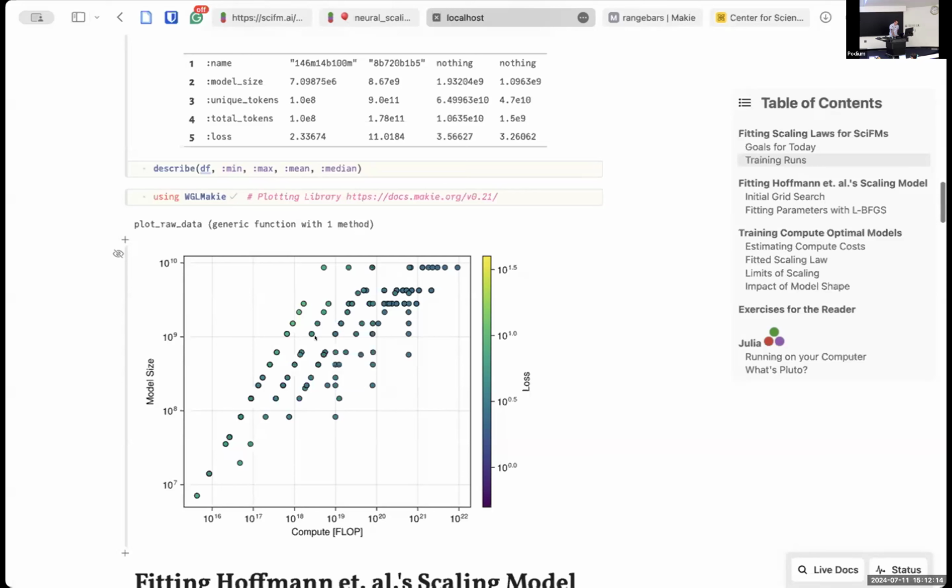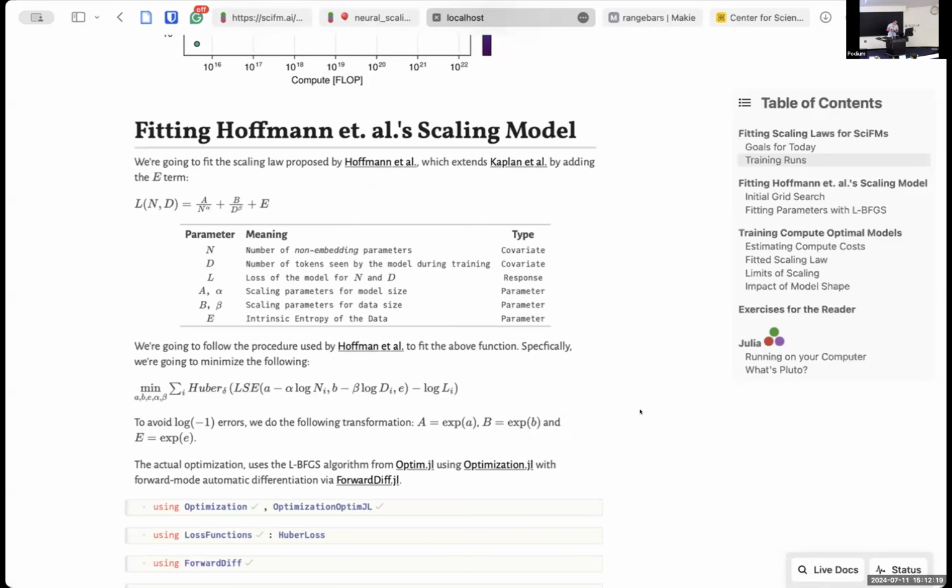Okay, so what we're going to start off with is fitting a Hoffmann et al., so the Chinchilla paper's, style of scaling law.